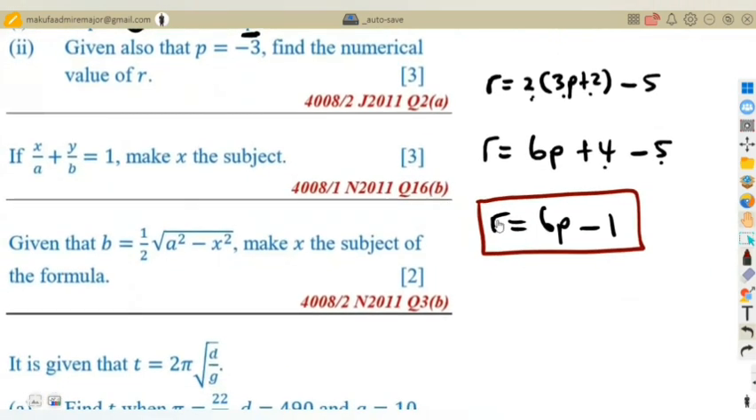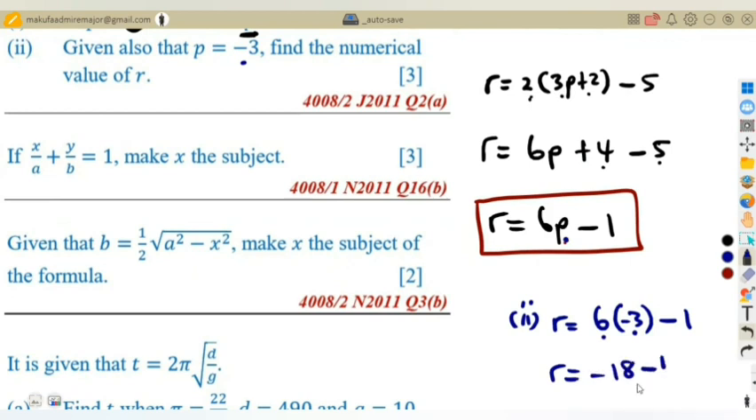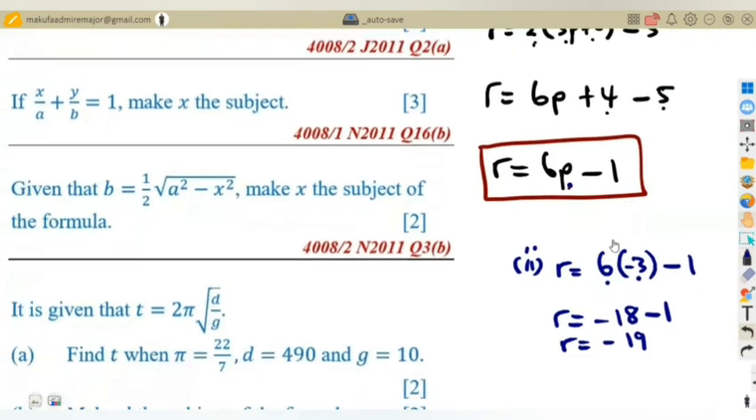Then from there, given also that P is minus 3, find the numerical value of R. Already we have R as the subject here. So we are simply going to substitute back what we have. R is equal to 6 into P, our P is given as minus 3, minus 1. So R is going to be 6 times minus 3, that's minus 18, minus 1. So R is going to be minus 19. Minus 18 minus 1, that's minus 19.